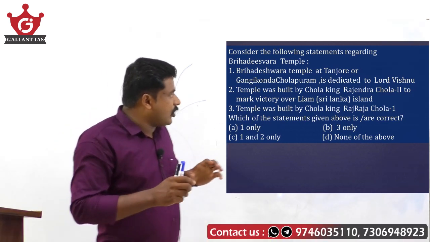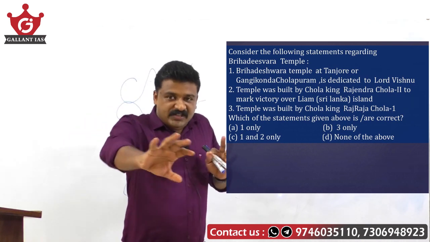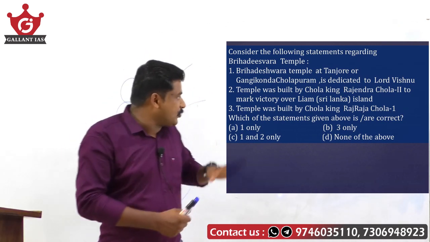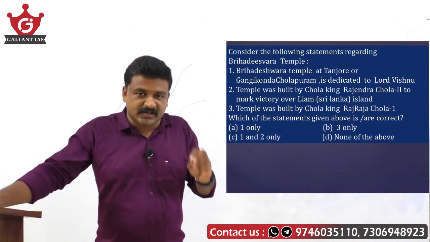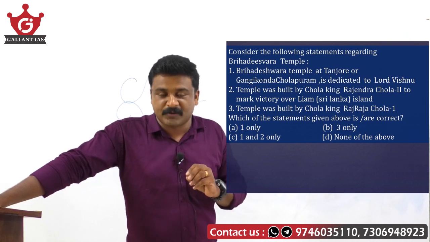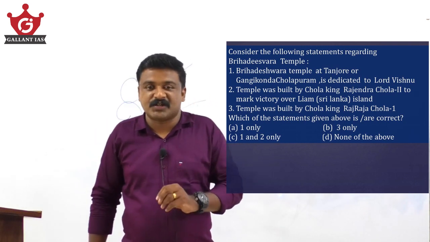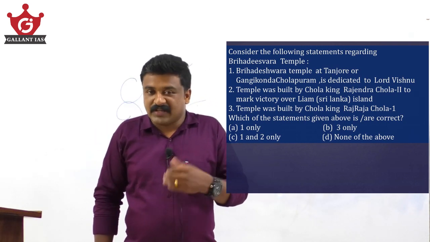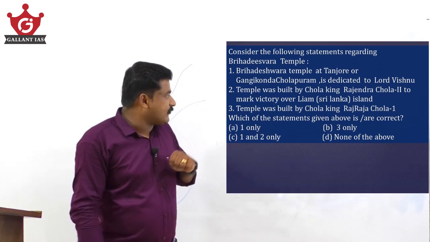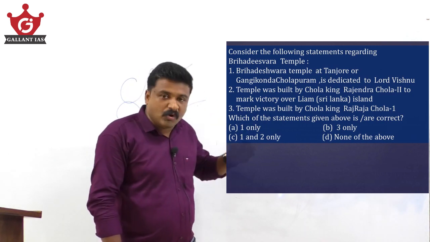Brihadeshwara Temple at Tanjavur or Gangaikonda Cholapuram is dedicated to Lord Vishnu. When you study the UNESCO heritage sites in India, you will definitely touch the locations also. You know that Brihadeshwara Temple, a UNESCO heritage site, is in the Tanjavur region, not in Gangaikonda Cholapuram. Also, this temple is not dedicated to Vishnu, it is dedicated to Lord Shiva. So the first statement is logically not correct. You can eliminate that first one, so choice A and choice C are both incorrect.